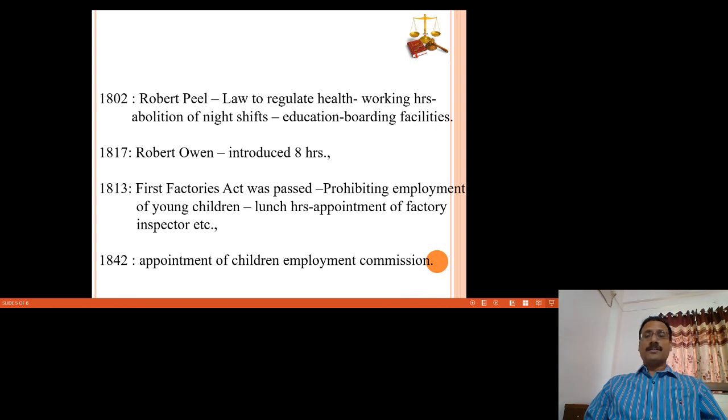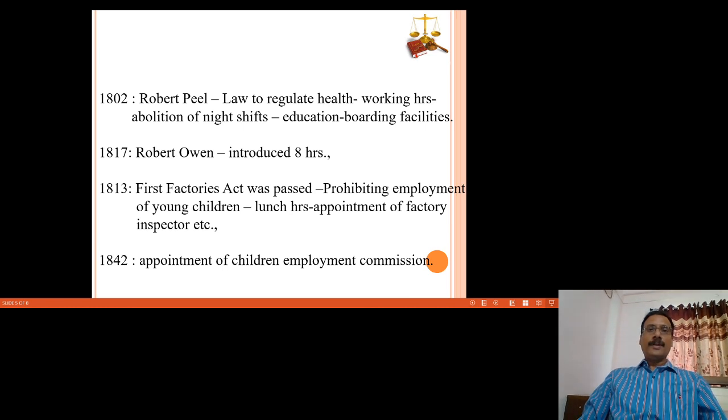Now we are enjoying all these things. He also discussed education for the labor and the family, and they also specified the boarding facilities, that is, housing near the organization. And in 1817, Robert Owen introduced the 8 hours per day work. So we are enjoying these 8 hours per day because of the earlier reform of 1817.